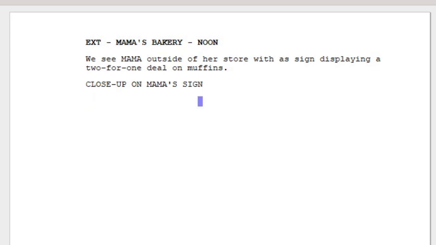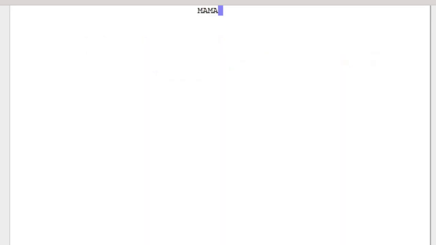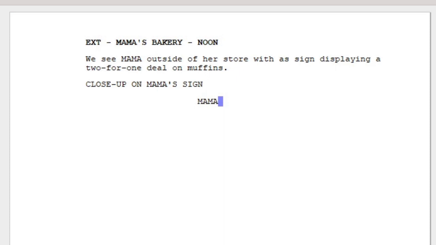So the next element is the character. What character do we have so far? We got Mama. And so this is where you put the name of any of the characters that are going to be speaking any type of dialogue. So Mama's going to be talking. There's her name, letting the actors know if this person's about to say something.